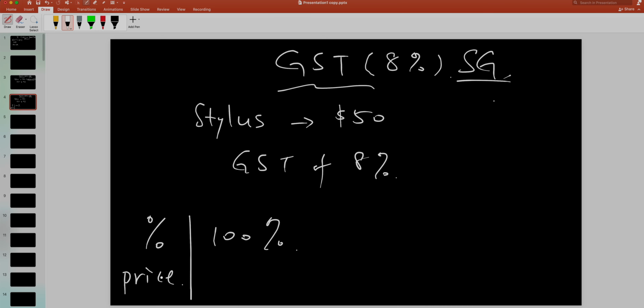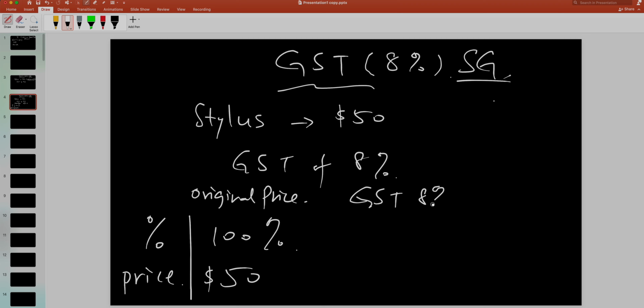So what do you have here? You always start with 100%, and the price equivalent to 100% is actually $50. So now you have the GST. This is called the original price. And now you have the GST, which is 8%. So this is 8% here.